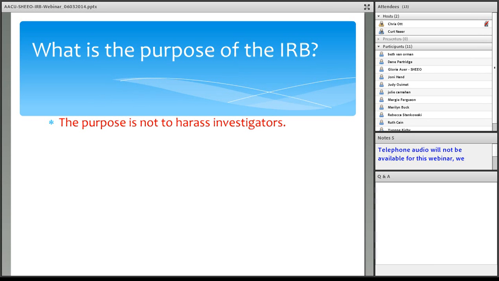The real purpose of the IRB is just this: to protect human subjects. That's really its fundamental goal. That's its only real goal.